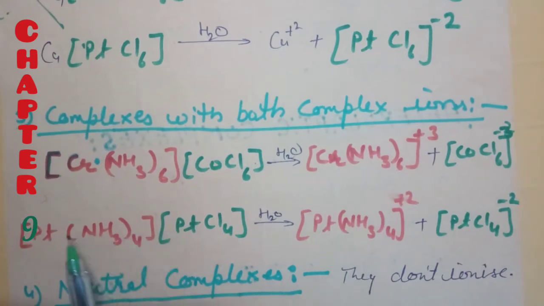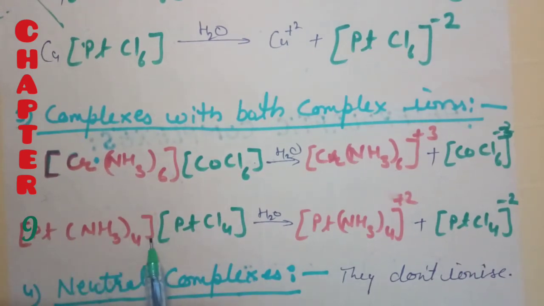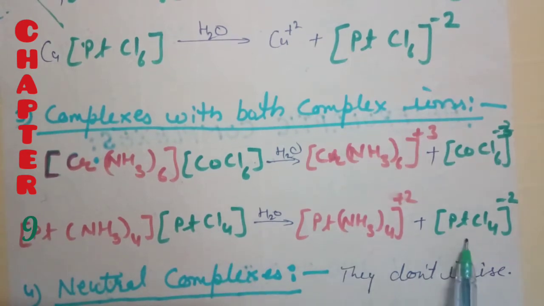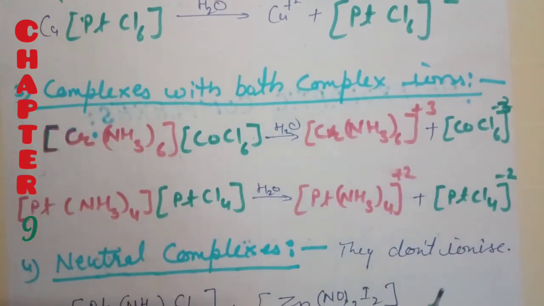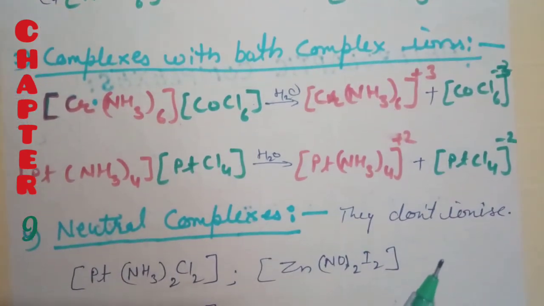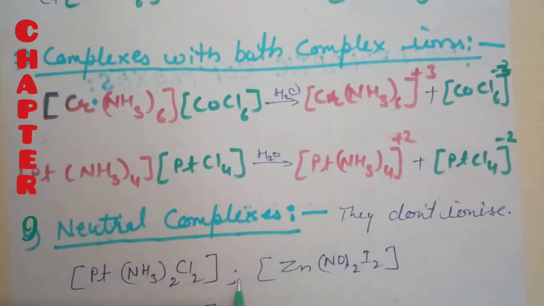See in this example also, this first entity will be positively charged and this second entity will be negatively charged, and a complex cation and a complex anion are both obtained. Now the last type of complexes is neutral complexes. This means the entity is present but there is no ionization sphere, so they don't ionize.